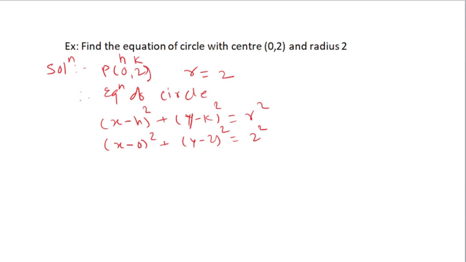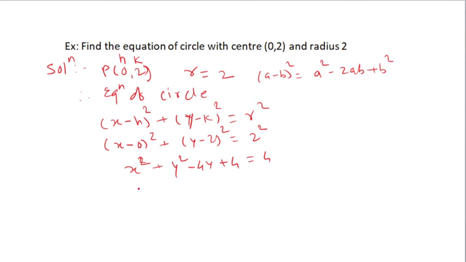What is 2 square? 4. That is, (x minus 0) square, that is x square, plus (y minus 2) square. What is (y minus 2) square? This is (a minus b) whole square. What is (a minus b) whole square? This is a square minus twice ab plus b square. Here it becomes y square, then 2 into ab, 2 into 2 is 4, 4 into y, minus 4y. Then plus 2 square, which is 4.